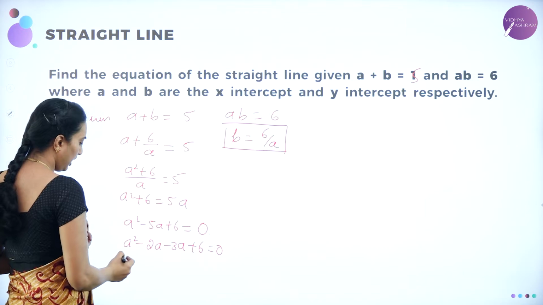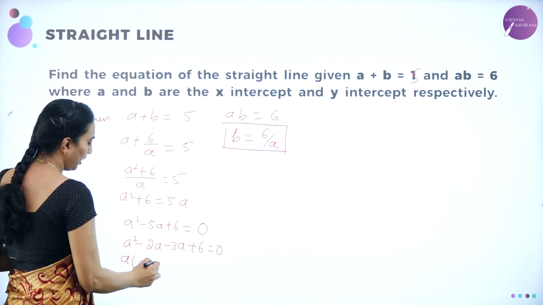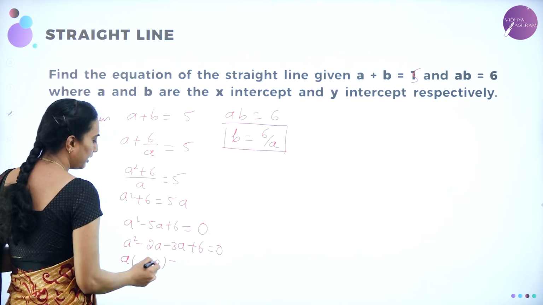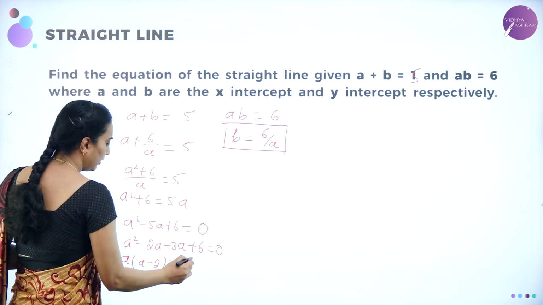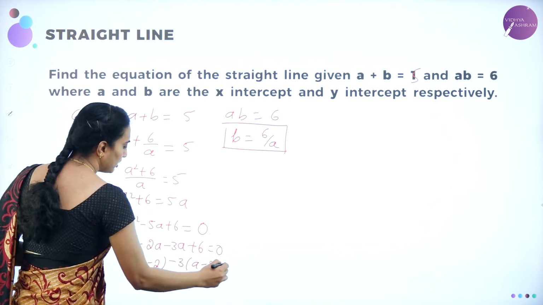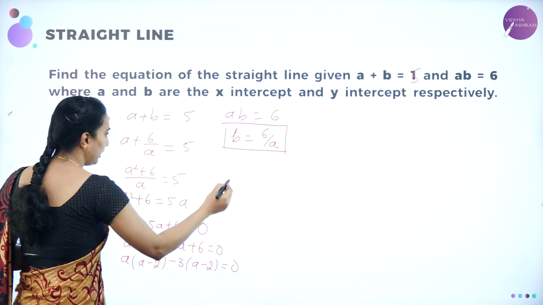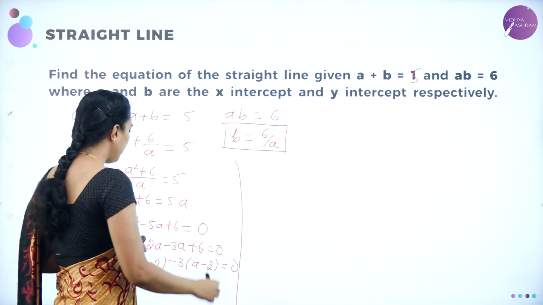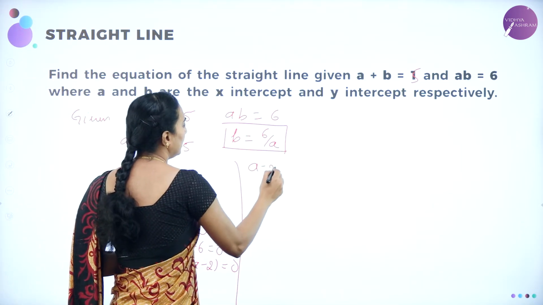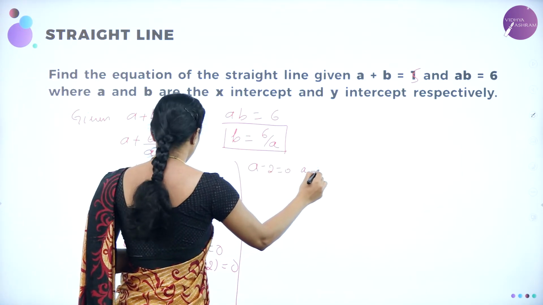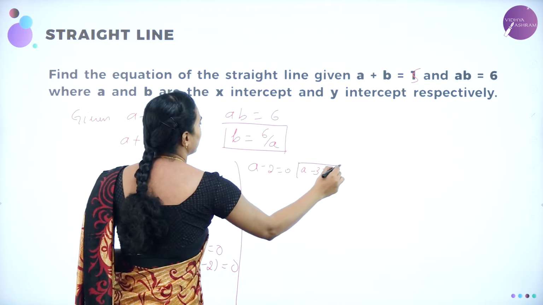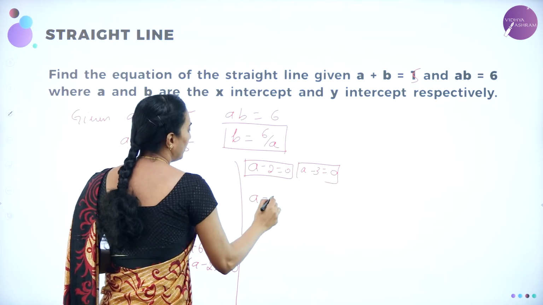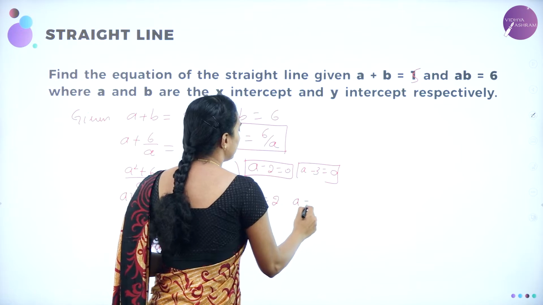You can take a as common factor here: a into a minus 2. You can take here minus 3 as common factor: a minus 2 is equal to 0. Equating, having a minus 2 equal to 0 and then a minus 3 equal to 0. So therefore a will be equal to 2 here. A will be equal to 3.